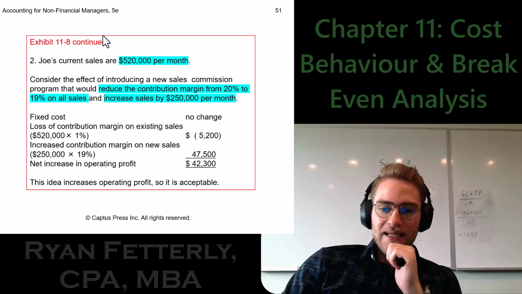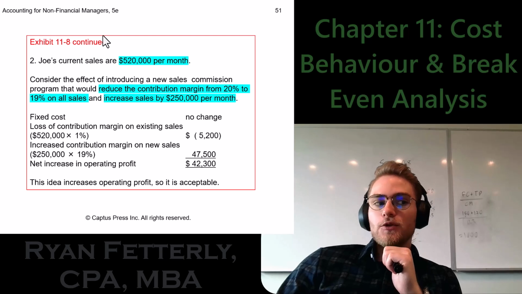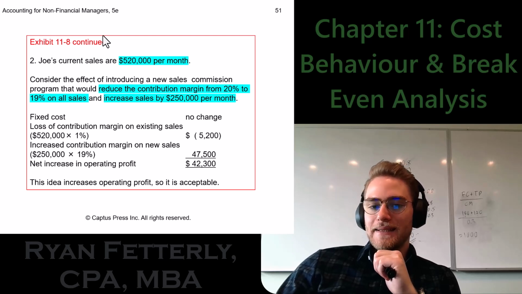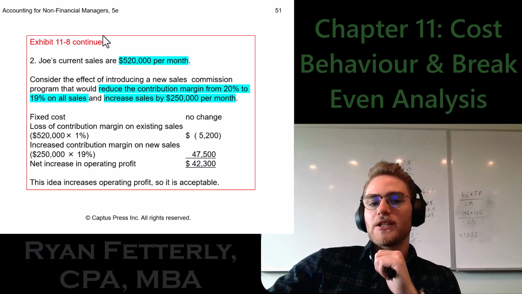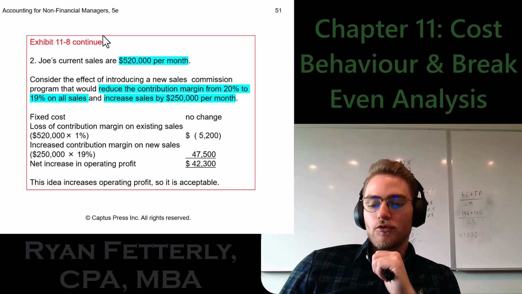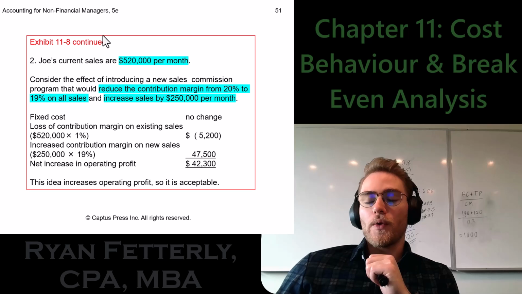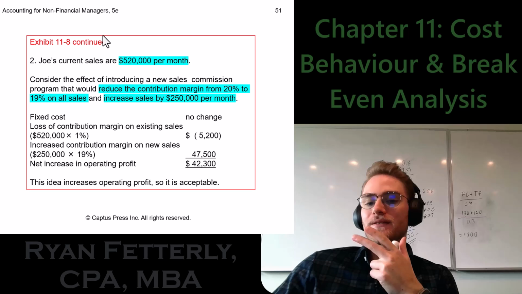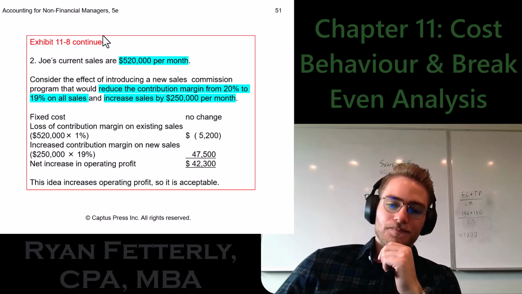So we're not actually adding any fixed costs whatsoever. What we're doing is sacrificing 1% of our contribution margin. So instead of making 20% on average on our sales, we're only going to make 19%, because we're going to give that extra 1% to our salespeople in commission. And as a result, they're going to generate an extra $250,000 in sales per month because of the incentive. So now we have to do our analysis.